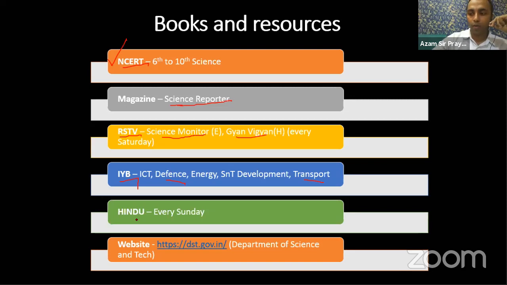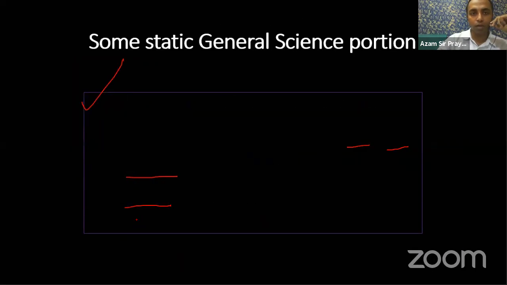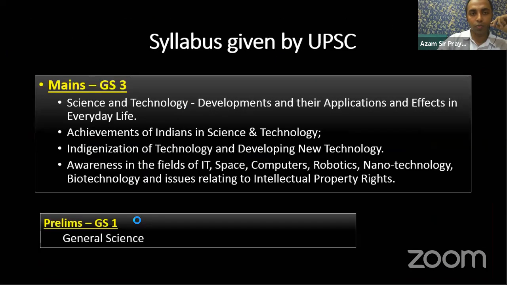Now, so far, what we have done is we have tried to understand the syllabus of the UPSC. We have seen that it is there in the General Studies Paper 3 of mains and in the General Studies Paper 1 of the prelims. In General Studies Paper 3 mains, we saw that on an average 4 questions come, and in the General Studies Paper 1 of prelims, we saw that we should be ready with at least more than 12 questions. We can expect more than 12 questions.